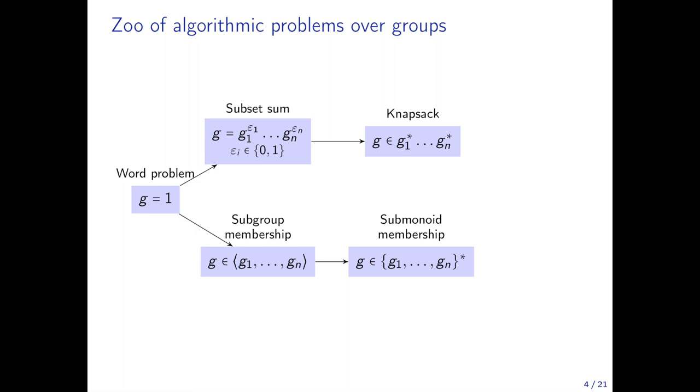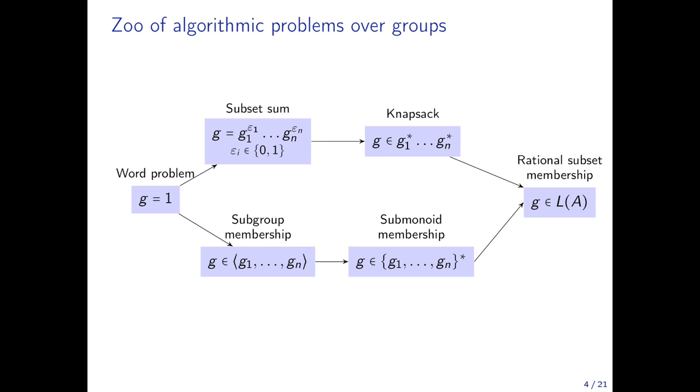And all of these problems can be subsumed by the rational subset membership problem. And here the input is an automaton A, where the transitions are labeled by group elements. And the question is whether there is an accepting run where the transition labels together form the group element g. So knapsack can be viewed as a particular instance of the rational subset membership problem, where the automata have this restricted form that they form a chain of cycles.